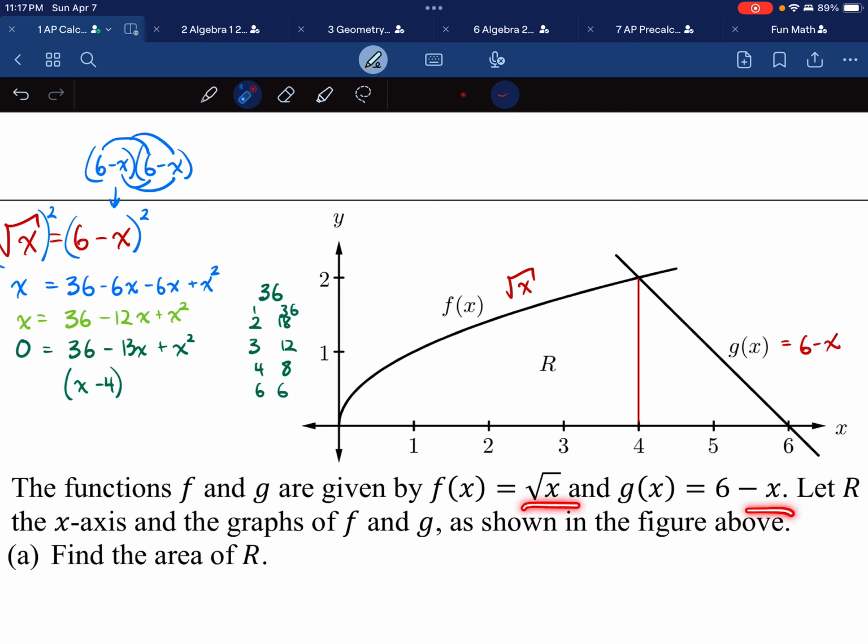6 minus x and x, those worked out. It should be a 4. Is there some sort of mistake? Well, you can just plug in a 4. They should work, right? If you plug in a 4 here, the square root of 4 is 2, so it gets the height of 2. Plug in a 4 here, or sorry, 4 here, 6 minus 4 is 2. It should have worked. Why did it not work?